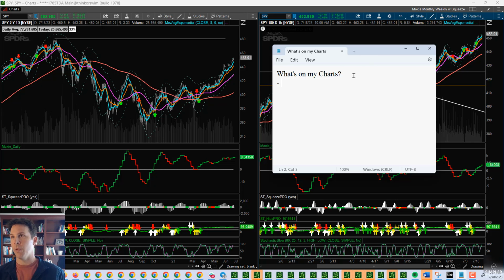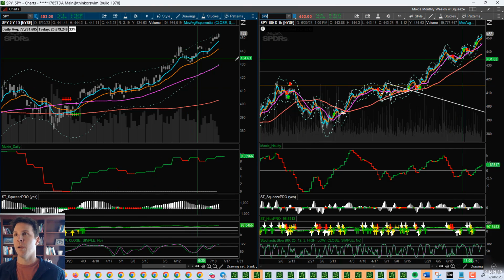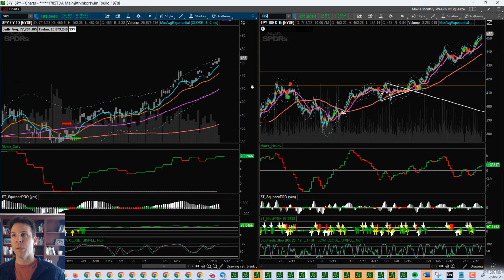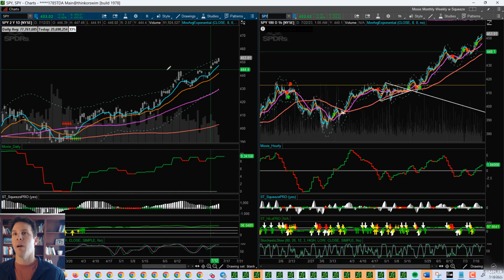So for example, we have price. Of course, I think everybody has price. Now mine are grayed out. You can see here that I don't have the red or green bars. Henry has black and white. It just kind of depends. I grayed mine out a long time ago.